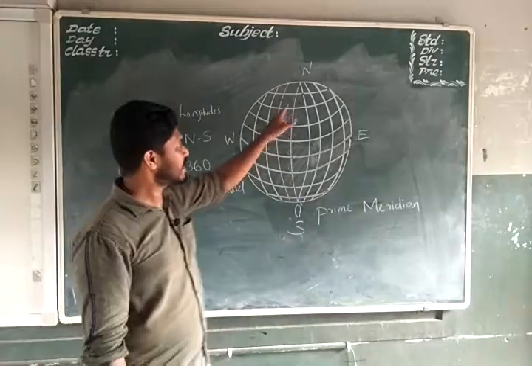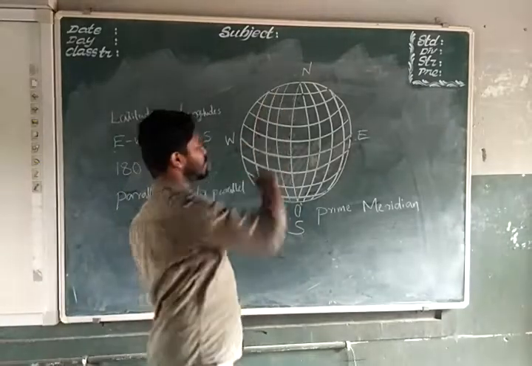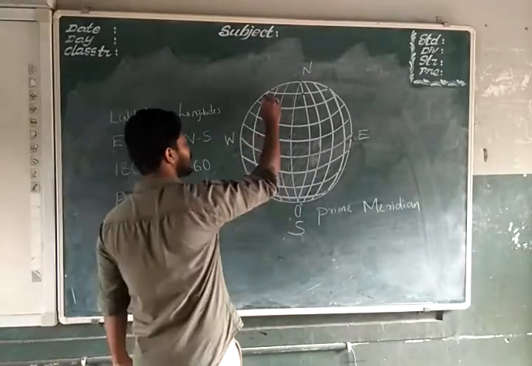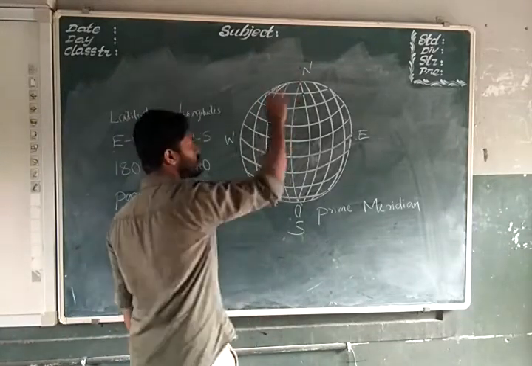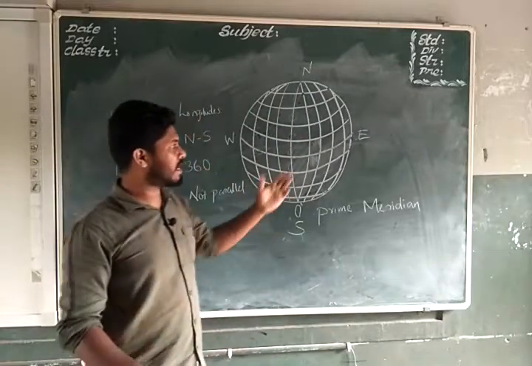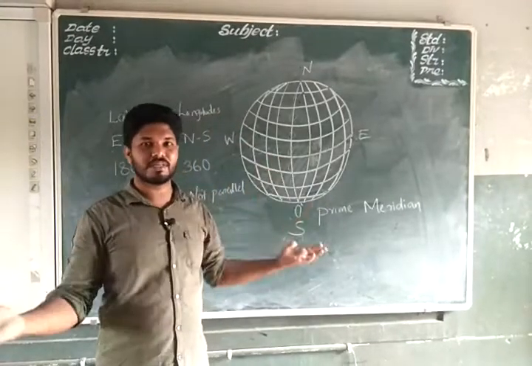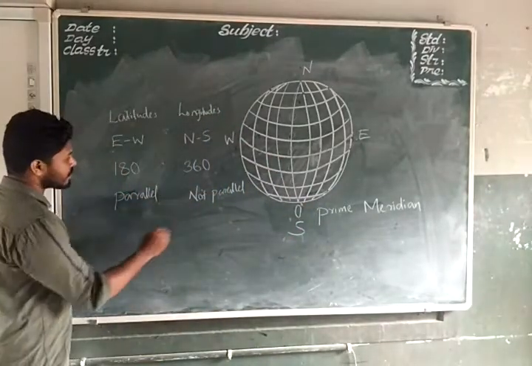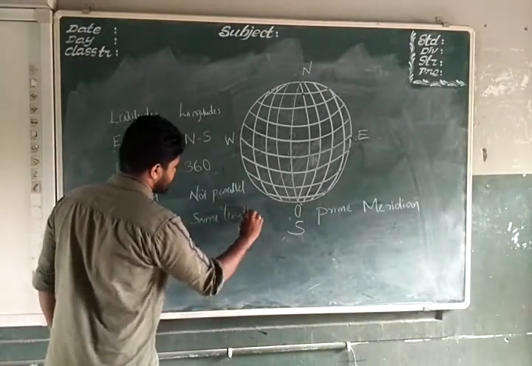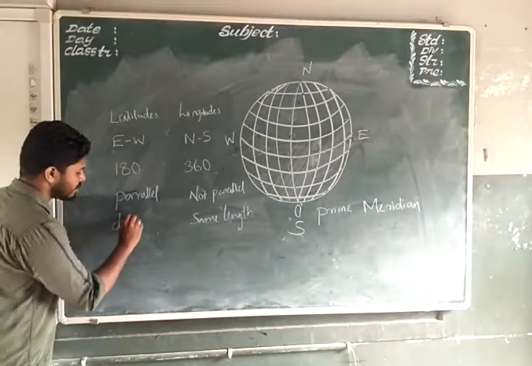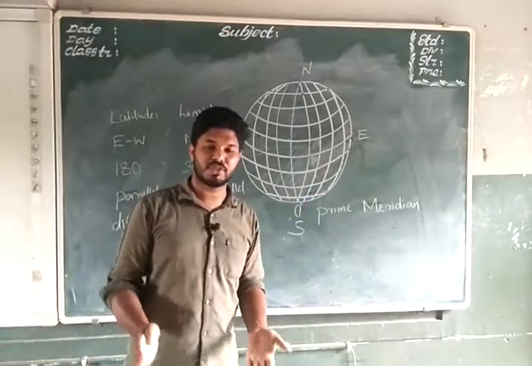What about longitudes? Longitudes have the same length everywhere. In this portion also it possesses the same length as it goes to the North Pole. These two lines will be going to the North Pole. So they have the same length everywhere. In the center also the same length. Here also the same length. So there is no decrease in the length. But latitudes possess different lengths, or their length decreases when they come to the poles.